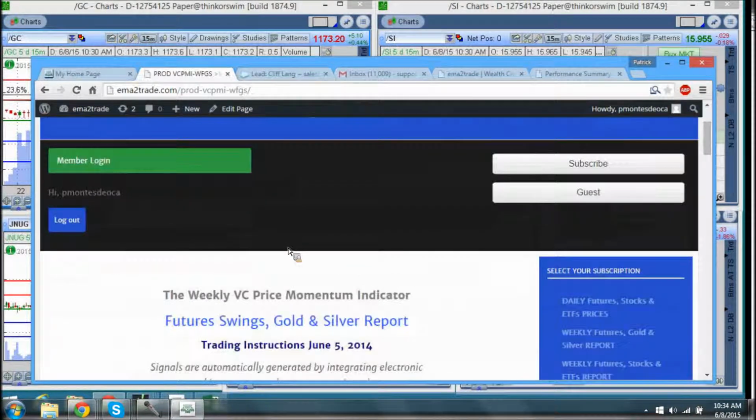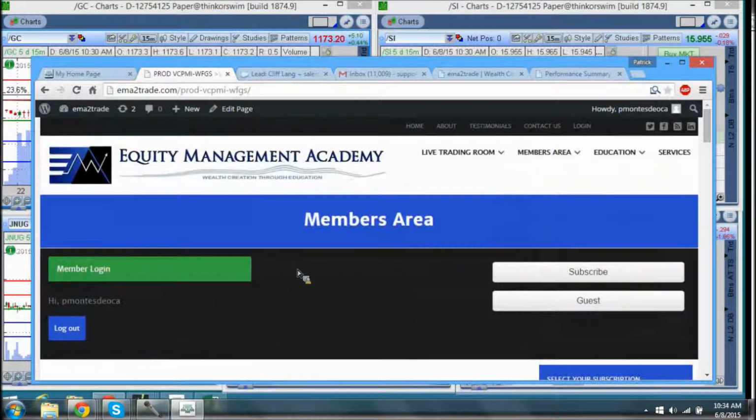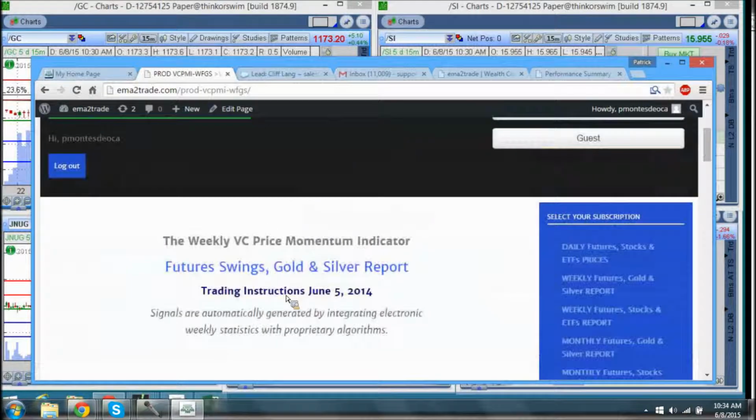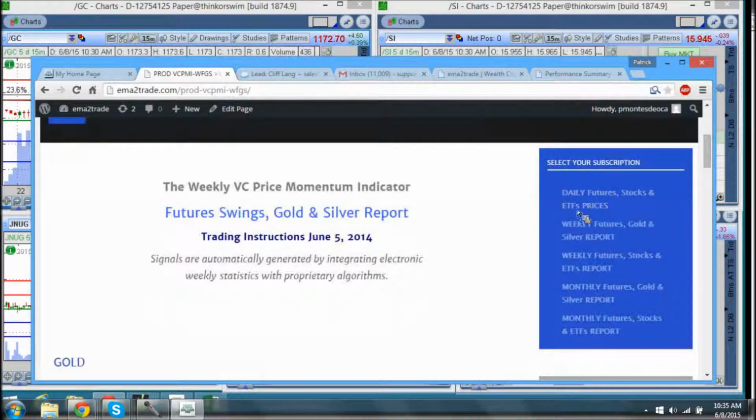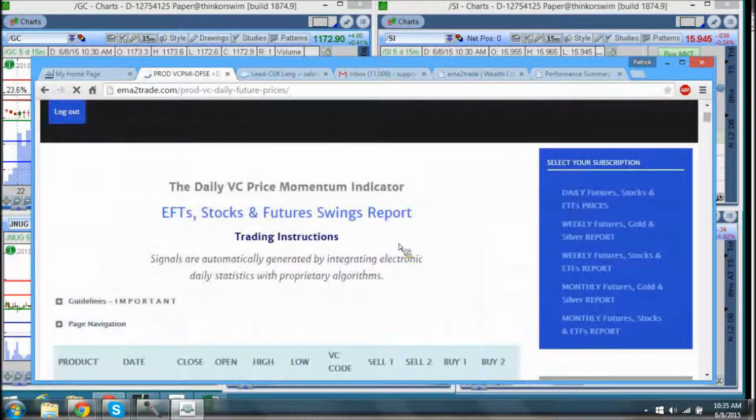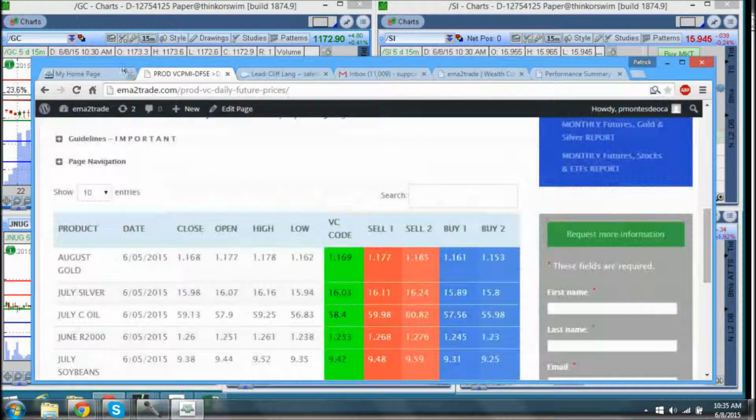When you get a password, you basically come here to the members area. You put your password in here, and on the right side you will see a selection of subscriptions that basically allow you to obtain about 5 reports that we published. If you click on the daily futures, stocks, and ETFs reports, these are the algorithms that we are using to day trade the market.